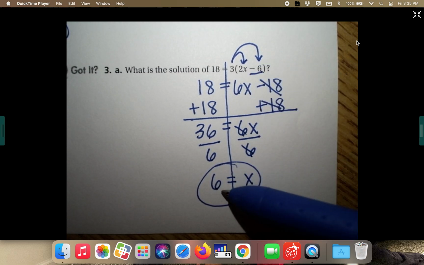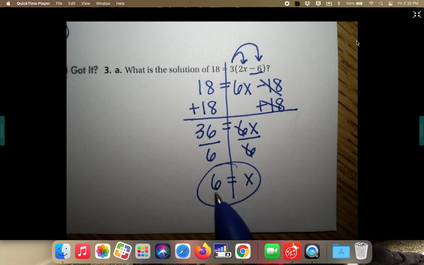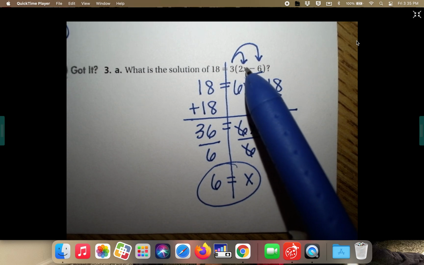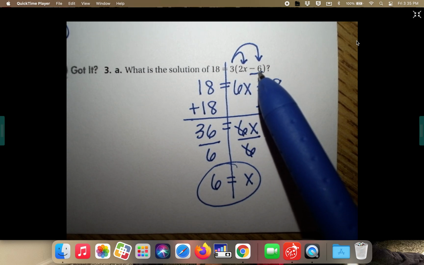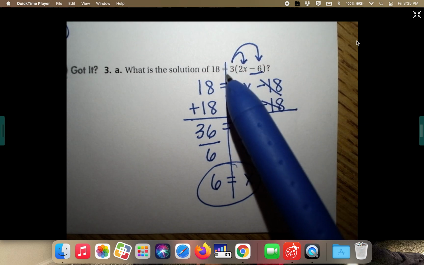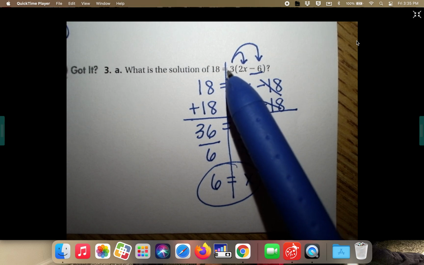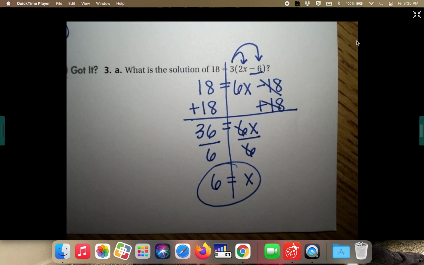If you're not sure, plug in 6 for x. If you did all this work and you're like, I just don't know if that looks right. 6 times 2 is 12. 12 minus 6 is 6. 6 times 3, remember it's squished to the 6 out here, times 3 is 18. So we did do it right.